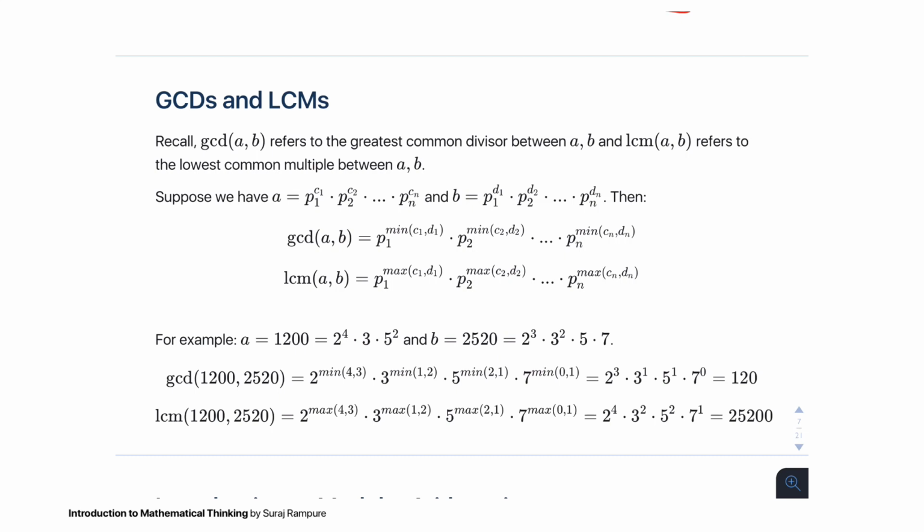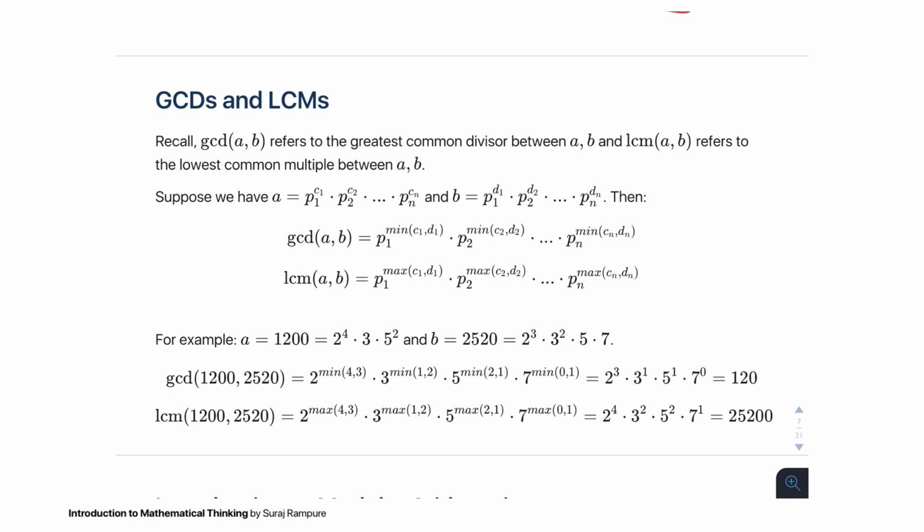Is that clear? Okay, and so we have this weird verbose definition, which says that if A is a product of some n primes with exponents c1, c2, all the way till cn, and B is a product of the same primes but with different exponents, we say that GCD is the product of the same primes but with the minimum of each exponent, and the LCM is the same product but with the maximum of each exponent. Okay? So looking at that definition is not that useful. So first I want to work on a smaller example, and then maybe we'll look at the one we have here, 1200 and 2520.